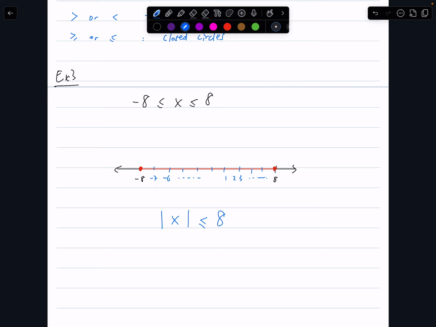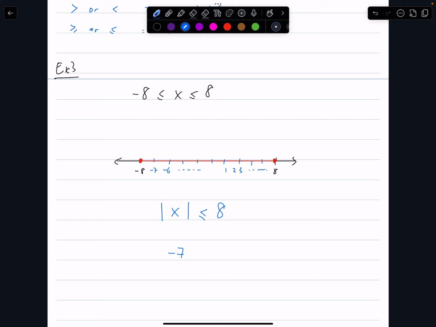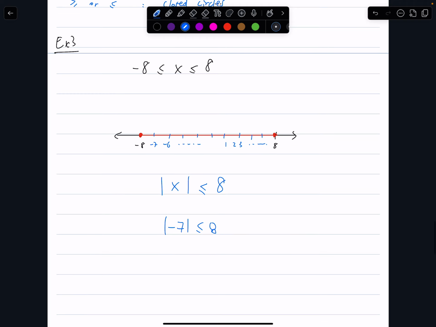So for example, if I plug in -7, is that less than or equal to 8? It is, because negative 7 turns into 7, which is less than 8. Or what if I put 6? The absolute value of 6, is that less than 8? Less than or equal to 8? Yes, because 6 just turns into 6 because it's already positive, and it's less than or equal to 8.